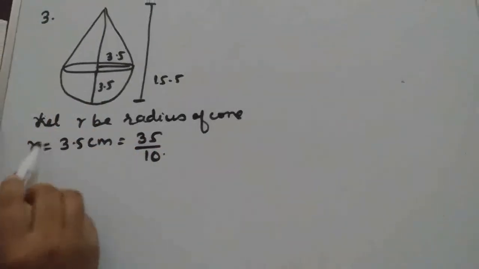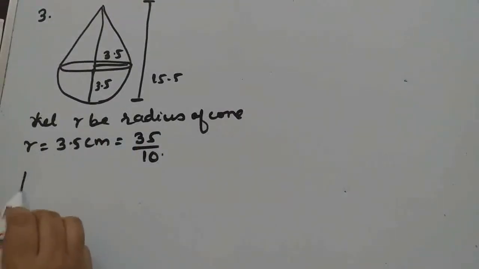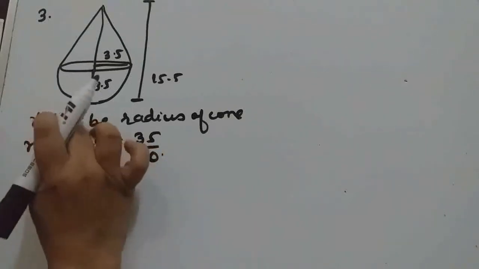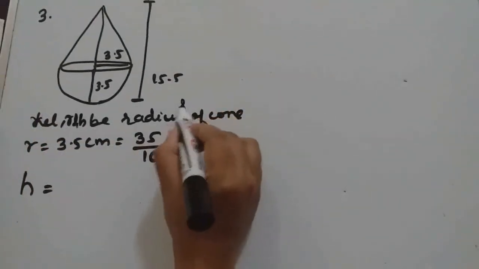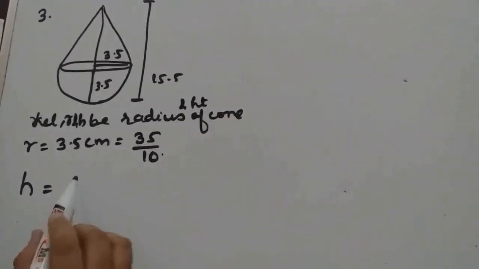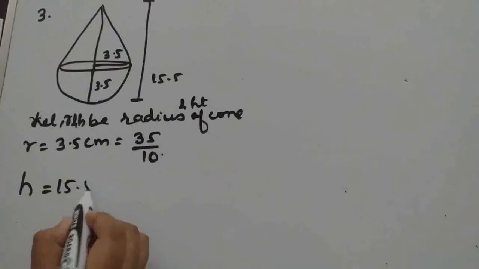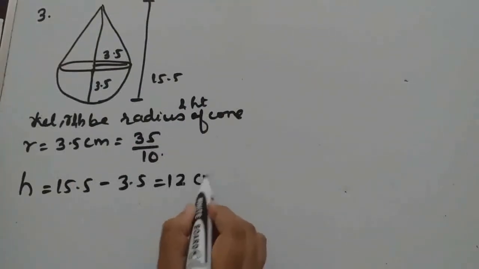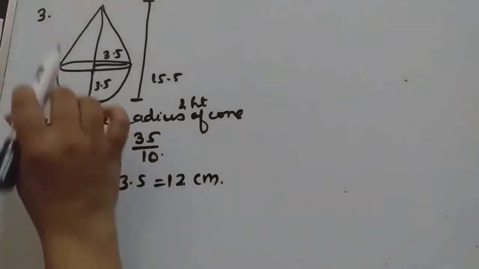Now the radius of the hemisphere and the cone are the same. Let R and H be the radius and height of the cone. So H will be the total height minus the radius, so 15.5 minus 3.5, which gives 12 centimeter. Now we should find the total surface area of the toy.